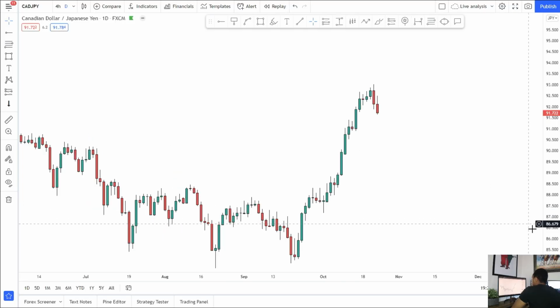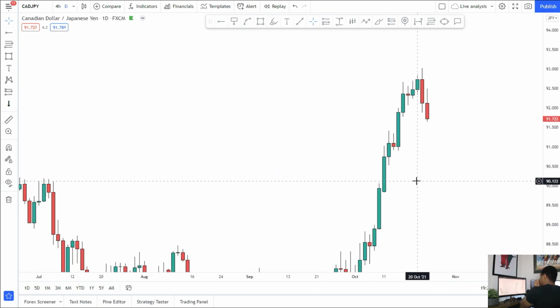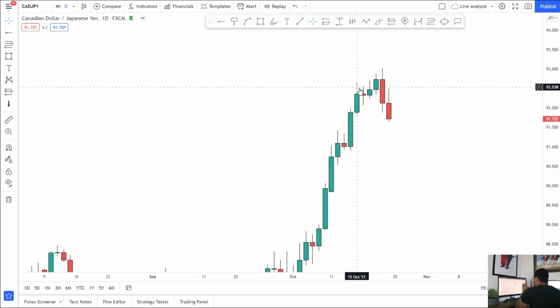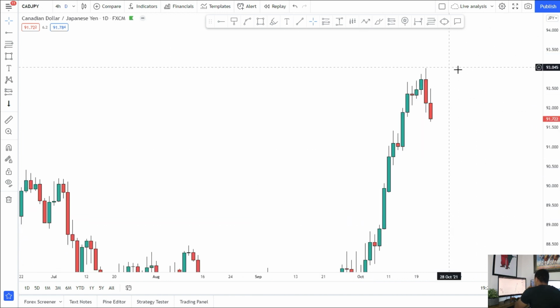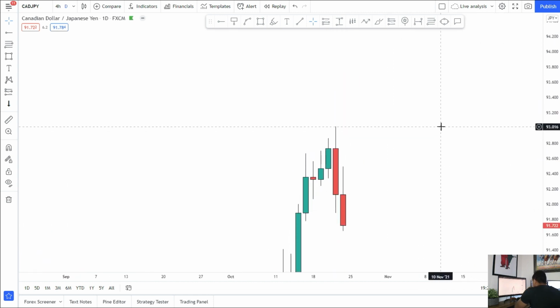Okay, so now I'm going to move on to CAD JPY. As you can still see, crazy move to the upside we've seen over the past few days, but we're starting to see a bit of retracement now, which we were expecting to see for CAD JPY this week. Again, coming into 93 there, so a really nice psychological level. As you can see, pretty much tapped 93 almost to the pip there.